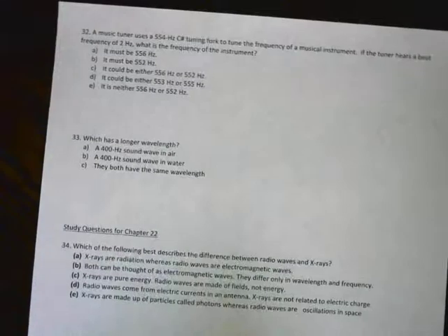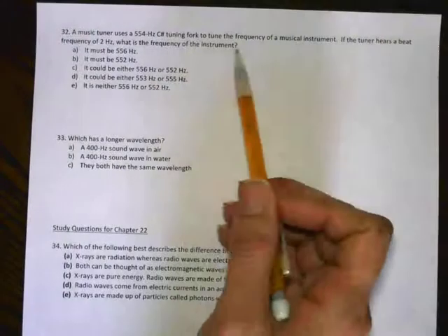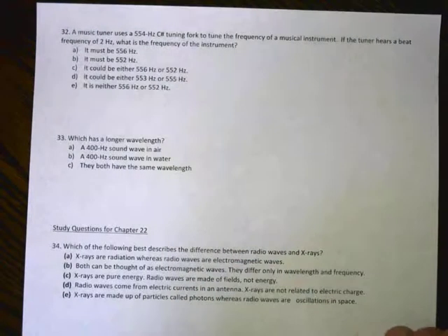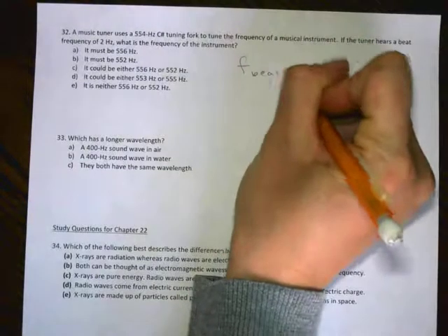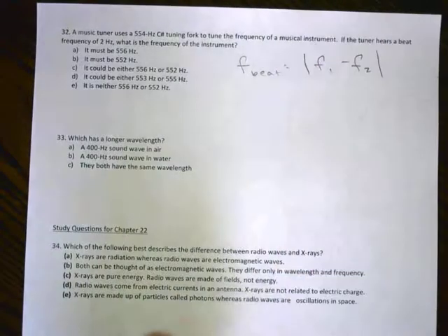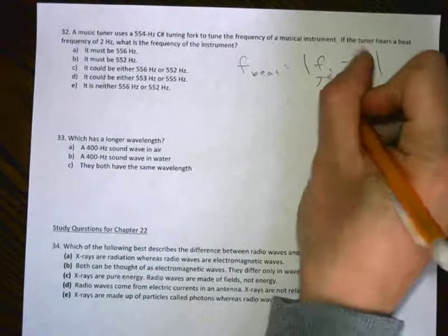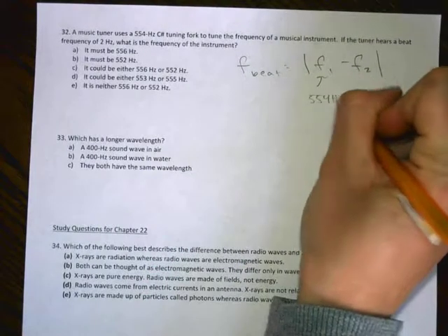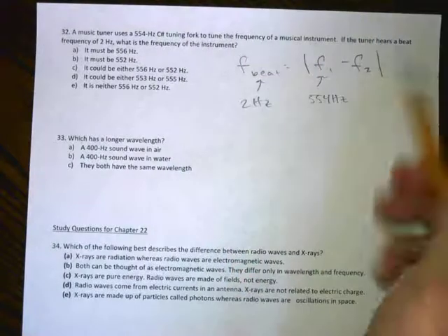All right, next is a tuner. I think this was a question pulled from your most recent midterm. It has a tuning fork, and the tuner has a beat frequency of 2 hertz. What's the frequency of the instrument? Well, I know that the beat frequency is the difference between the two individual component frequencies. One of these is 554 hertz, and that is 2 hertz.